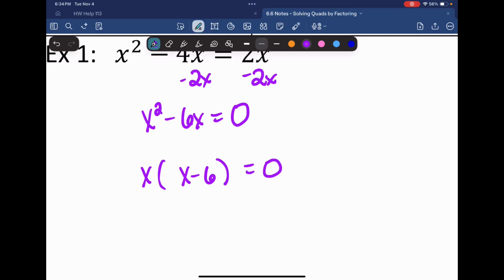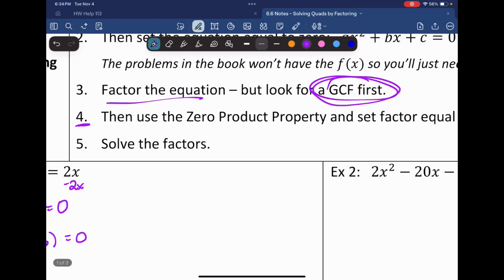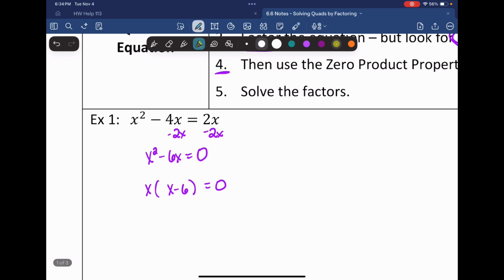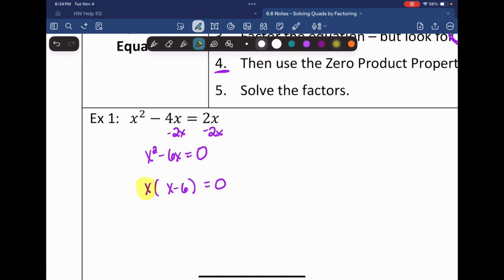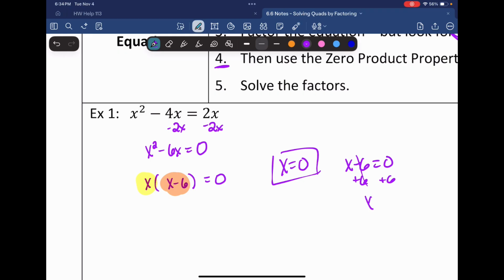That's step 4 now. Use the zero product property and set each factor equal to 0. You have two factors, x and x minus 6. So you set both factors equal to 0. Well, one of them is already solved. x is 0. The other one, I would add 6, so x equals 6. Two possible solutions here.